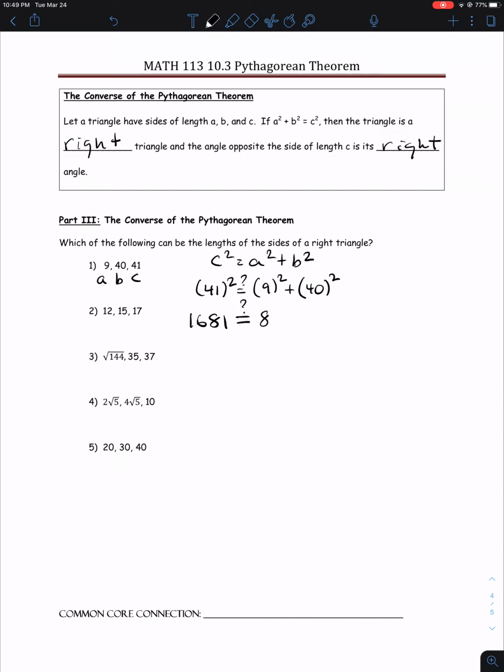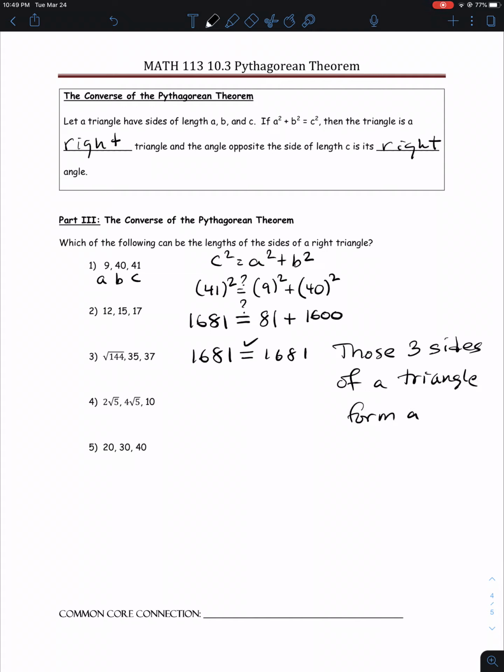So 9 squared we know is 81, plus 40 squared, which is 1,600. Adding these together, we get 1,681 on both sides. So that tells us that those three sides form a right triangle.